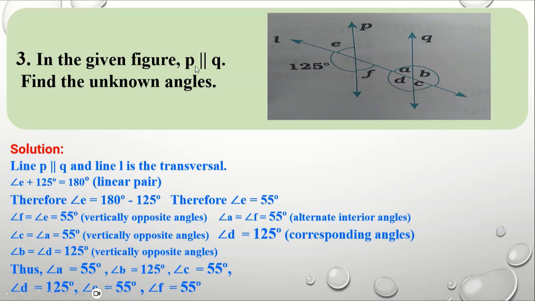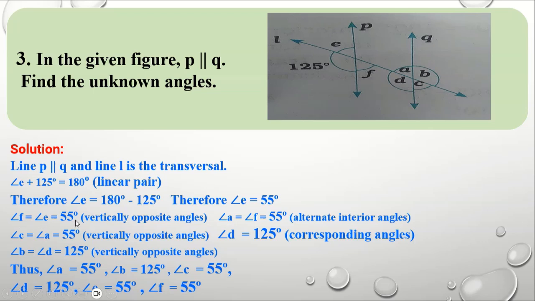Question 3. In the given figure, p is parallel to q, find the unknown angles. So lines p and q are parallel and line l is a transversal. Angle e plus 125 degrees equals 180, that is a linear pair. So e plus 125 equals 180 degrees. Therefore angle e equals 180 minus 125, that is 55 degrees.